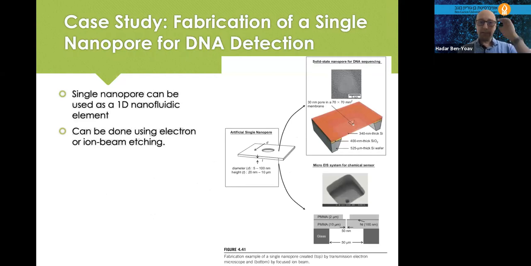So here's an example, a case study of fabricating a single nanopore for DNA detection, coming back to the lab on a chip. These guys wanted to make a DNA detection. And how does it work? You have a pore that is big enough, a diameter of 5 to 100 nanometers, and the DNA can flow through this hole to the bottom chamber. And when it flows, you measure a signal.